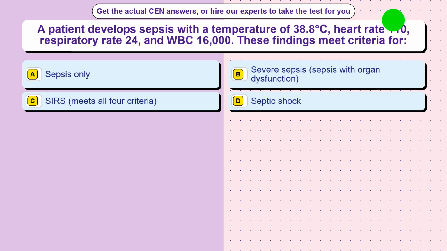Question 2. A patient develops sepsis with a temperature of 38.8 degrees Celsius, heart rate 110, respiratory rate 24, and WBC 16,000. These findings meet criteria for: Option A, sepsis only. Option B, severe sepsis, sepsis with organ dysfunction. Option C, SIRS, meets all four criteria. Option D, septic shock.